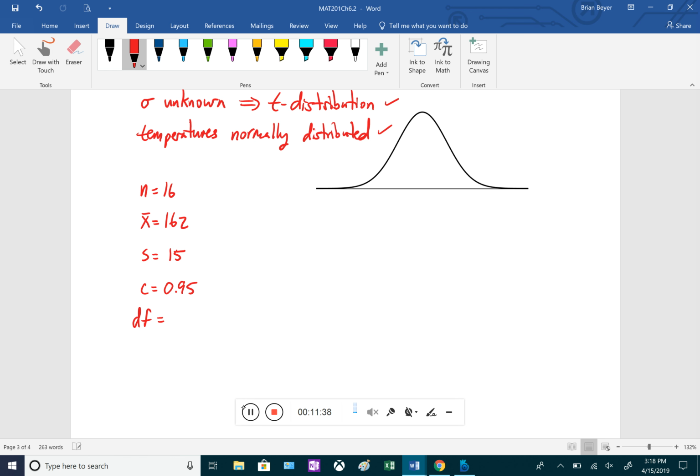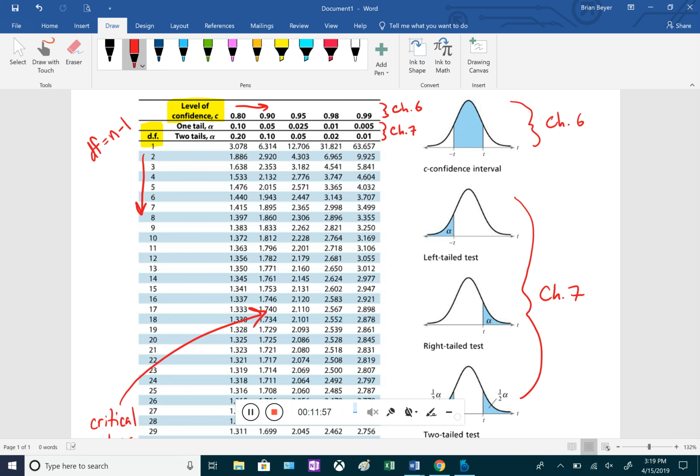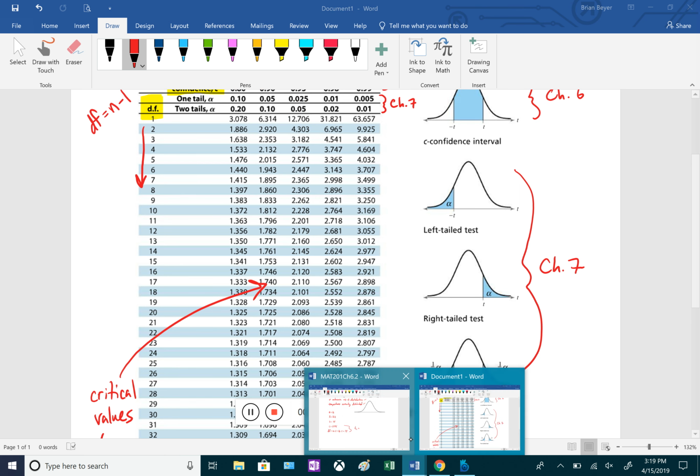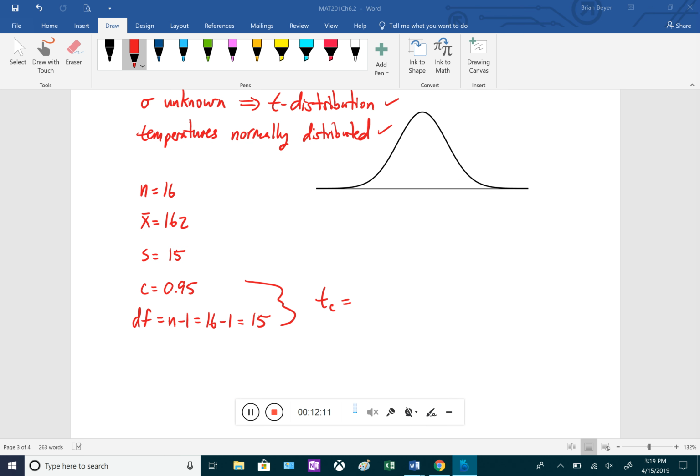The degrees of freedom we know is n minus 1, which is 16 minus 1, which is 15. So using these two right here, the confidence level and degrees of freedom, we use the table and find the t-value. So it's going to be 15 and 0.95. So 15 and 0.95, that puts us right here. So we get 2.131. So that's our t-value.